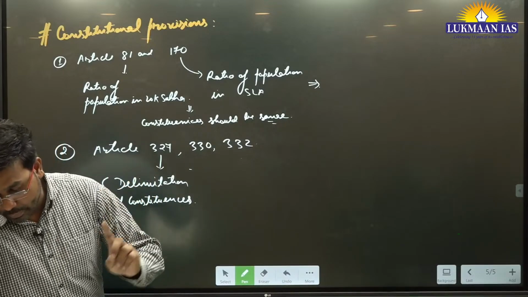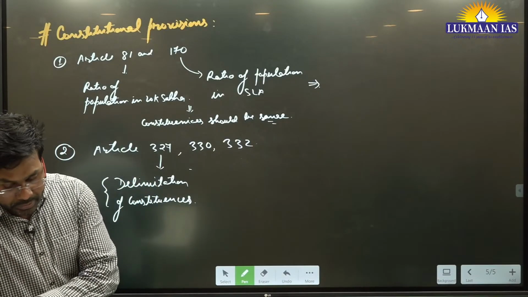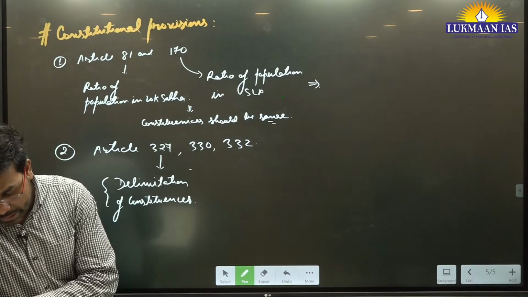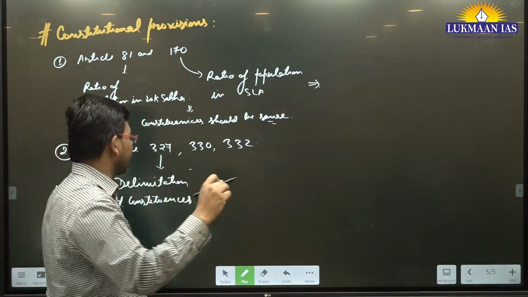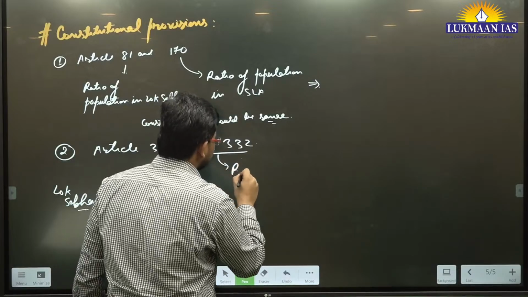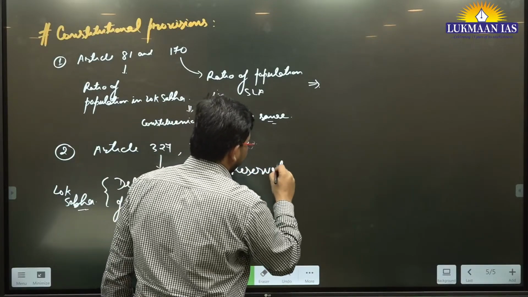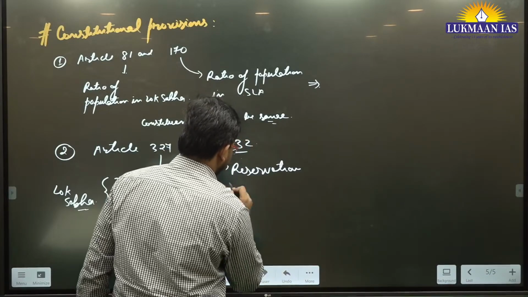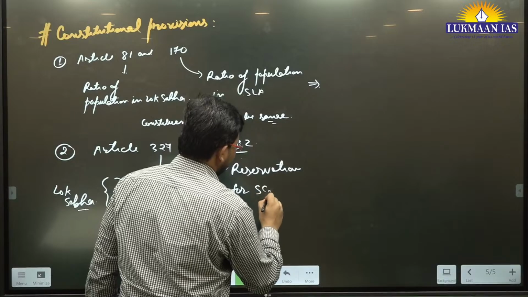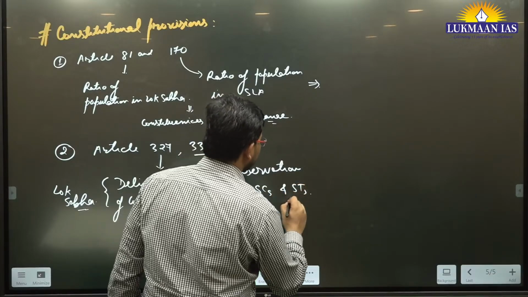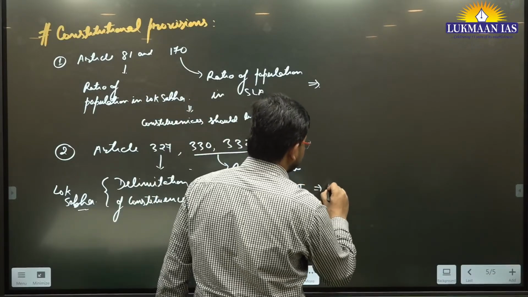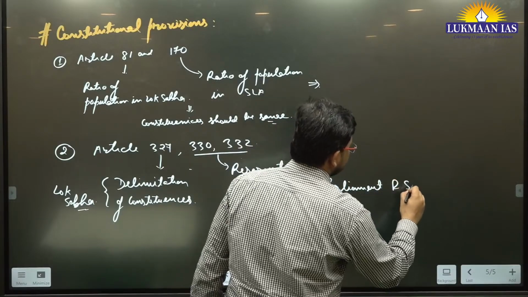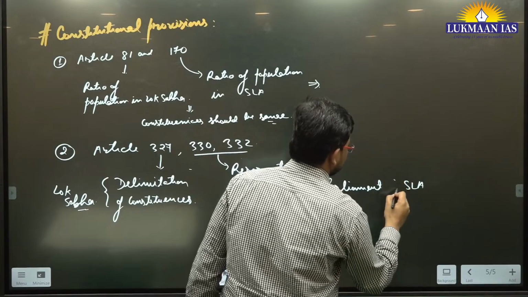This is the thing. When we talk about Articles 330 and 332, they guarantee reservation of seats for Scheduled Castes and Scheduled Tribes in Parliament and State Legislative Assemblies. Okay, these two talk about reservation for SCs and STs, Scheduled Castes and Scheduled Tribes, in Parliament and State Legislative Assemblies. So this is the thing, okay.